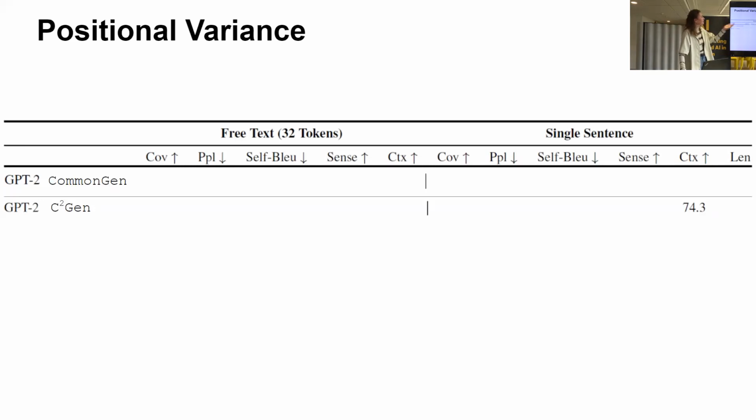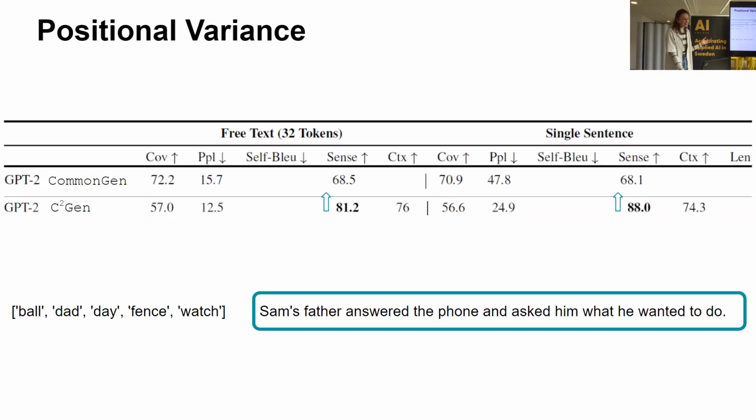So the context is still fine because GPT is also very good at taking context into account, which was also visible in Joey's example. But then the coverage drops both in free text and single text, which is not great if you want to do controllable text generation. Perplexity and common sense are still perfect for GPT-2. So we have the words ball, that, day, fence, watch. And then the algorithm creates: Sam's father answered the phone and asked him what he wanted to do, which is a great sentence, but again, bad at coverage, word inclusion. But we think we found some solution for this, but I will leave this to Fredrik.